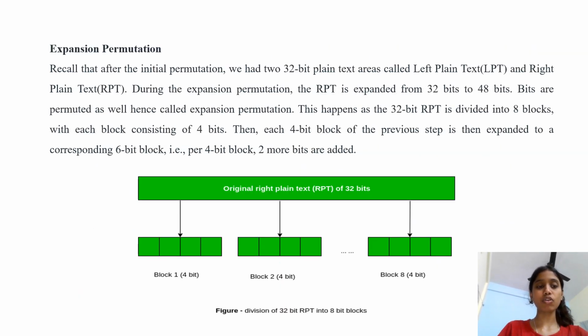Expansion permutation, as I already said. Recall that after the initial permutation we had two 32-bit plain text areas called left plain text and right plain text. During the expansion permutation, the right plain text is expanded from 32 bits to 48 bits. Bits are permuted as well, hence it is called expansion permutation. This happens as the 32-bit right plain text is divided into 8 blocks, with each block consisting of 4 bits. Then each 4-bit block of the previous step is expanded to a corresponding 6-bit block, i.e. per 4-bit block, 2 more bits are added.